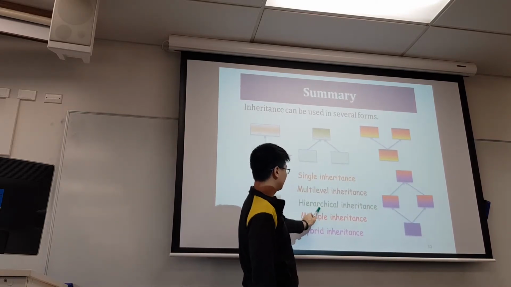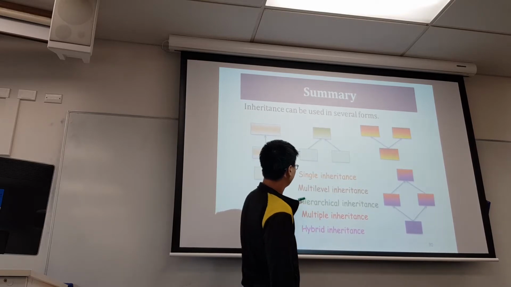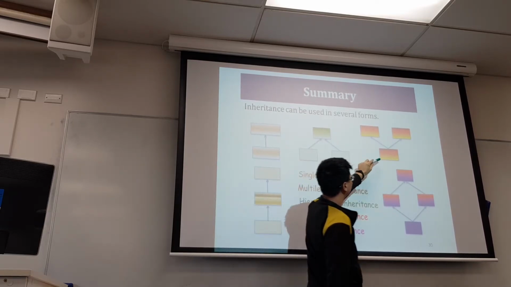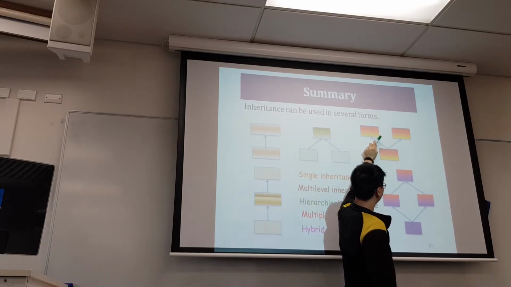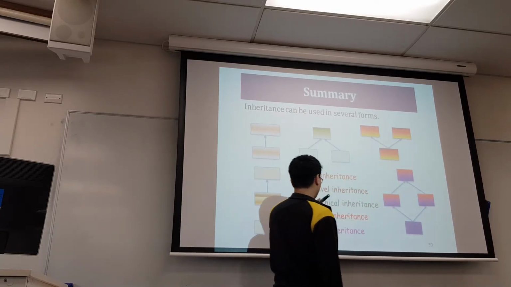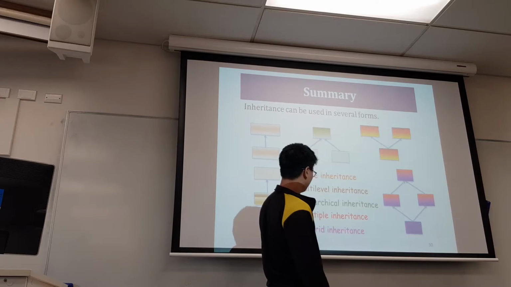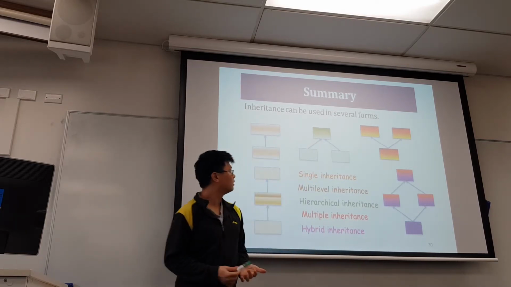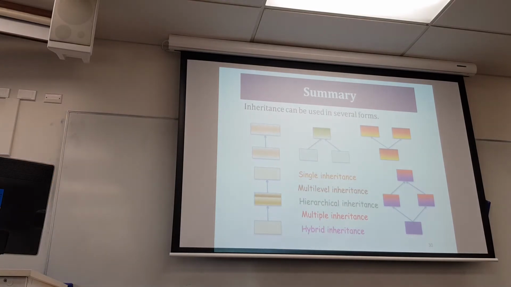This is probably not the actual term. Skip it. Multiple inheritance is this. Class A inherits from both B and C. And hybrid, I'm not sure what that means. This is probably not really that important.